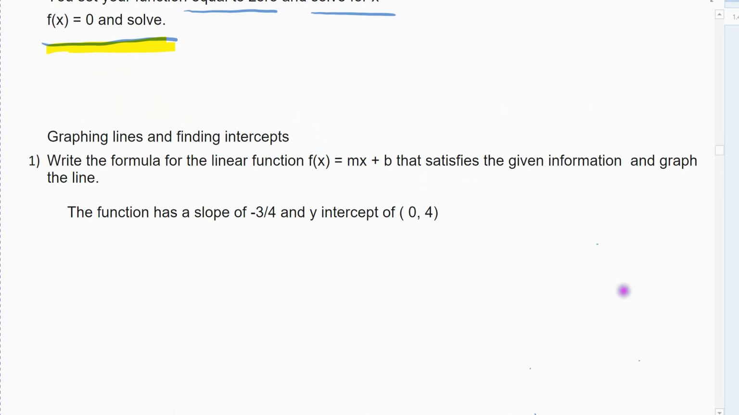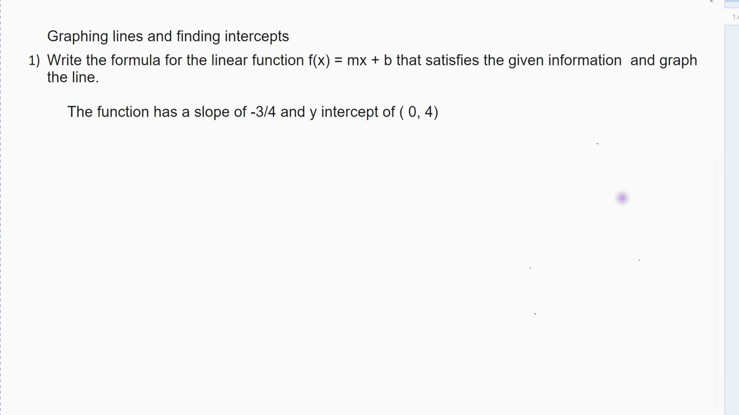Alright, so now we're going to practice graphing some lines using the intercept and slope and finding our intercepts. The first one wants us to find the linear function mx plus b that satisfies the given information and then graph the line. So we're just asked to find our function and graph it. We're given the slope and we're given the y-intercept. So remember, slope is the m part. Y-intercept is the b part.